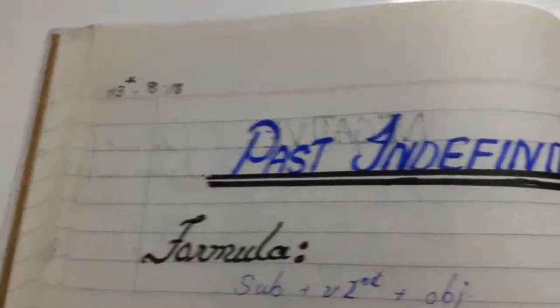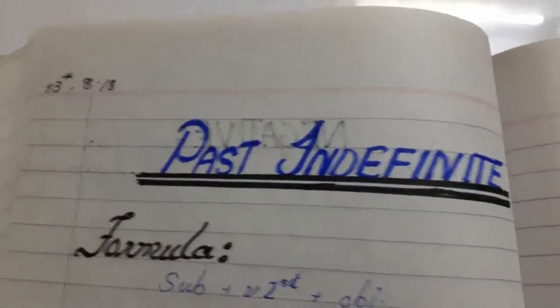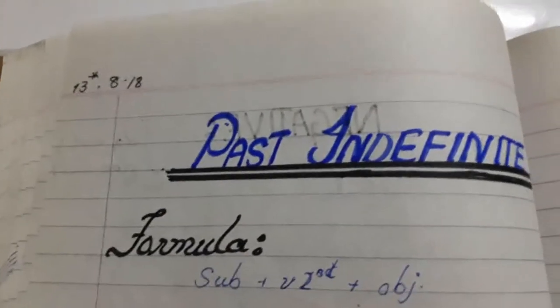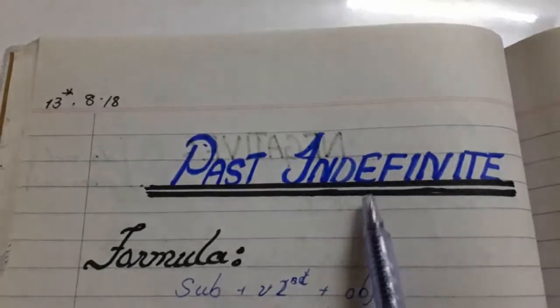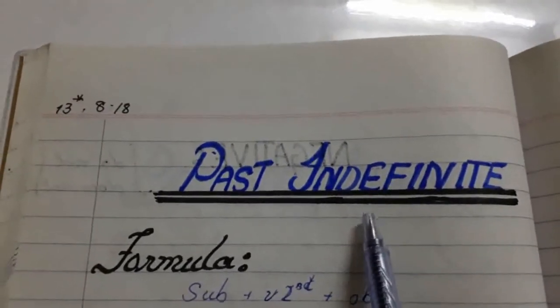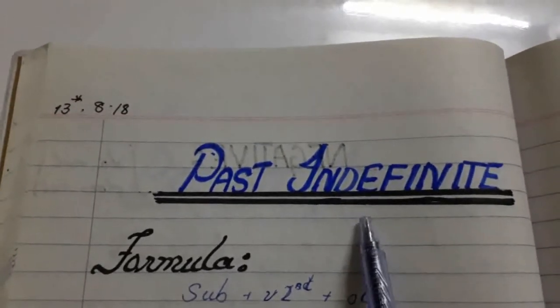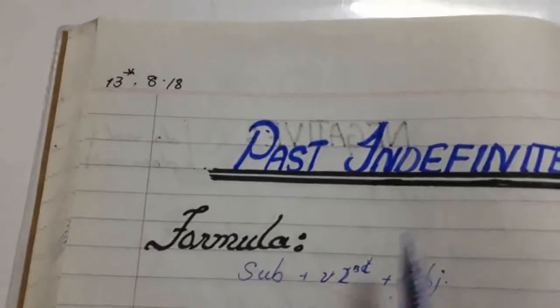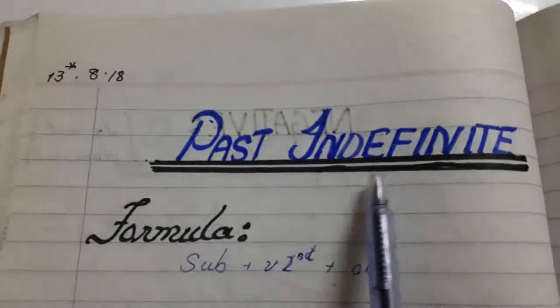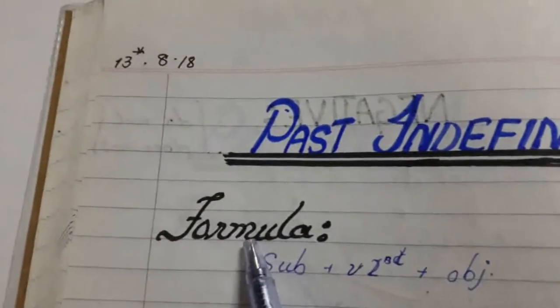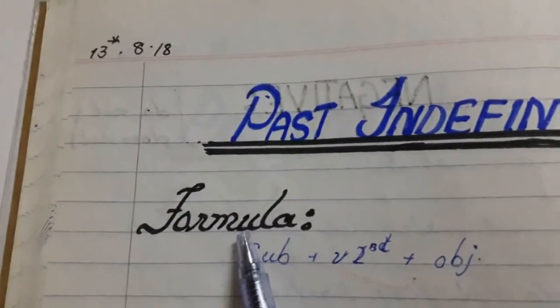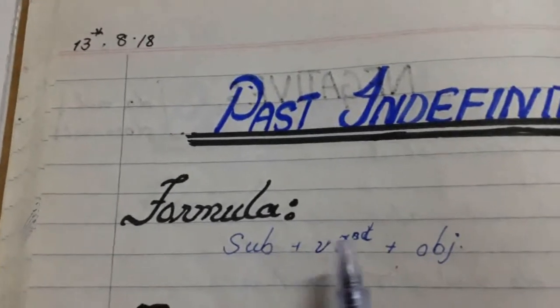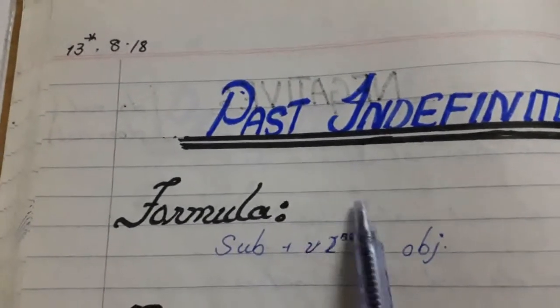Let's come to the another one, past indefinite. Again you will have to give the heading past indefinite. Past indefinite tells you about the action which just finished, which you have just completed, very near, but work is completed. Okay, so what's the formula here? Subject plus verb second form.